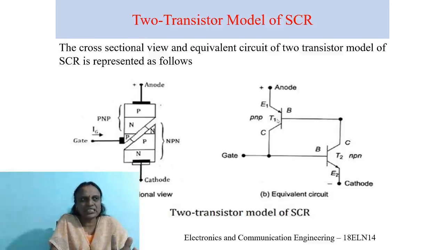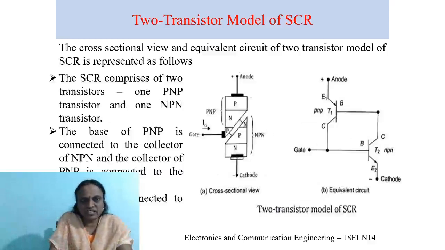The base of PNP is connected to the collector of NPN, and the collector of PNP is connected to the base of NPN transistor. The gate is connected to the base of an NPN transistor. This forms the two transistor model of an SCR. Hope it is clear.